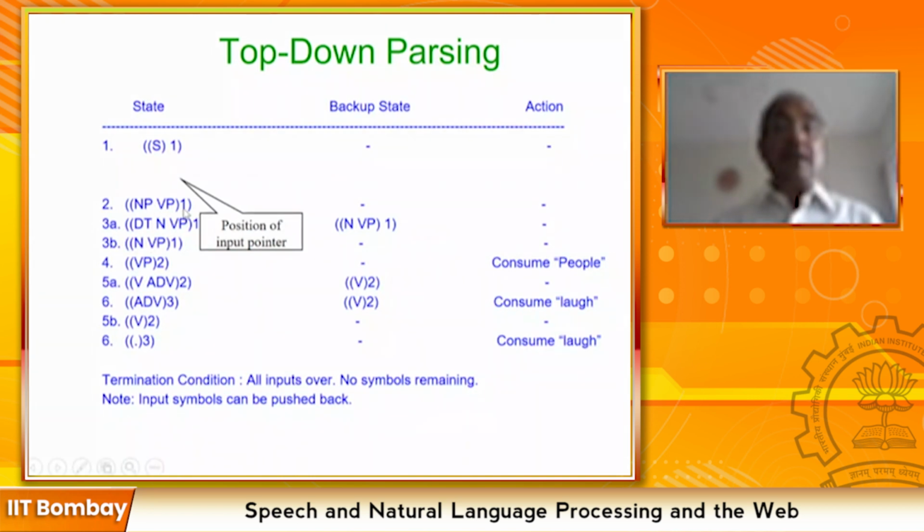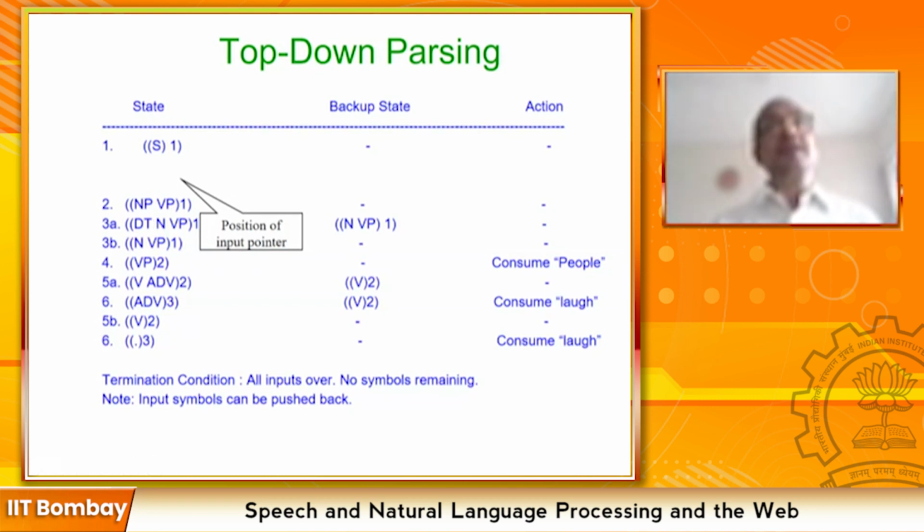So we have NP, VP, and the head remains at 1. The input scanner remains at 1 because we have not consumed any input yet. Then we have DT N and VP. So NP is expanded as DT N. It could have been expanded as N also, because NP goes to DT N as well as N. So that's why we keep this as a backup state. And VP is not yet expanded. And this is 1 still because the input pointer has not moved.